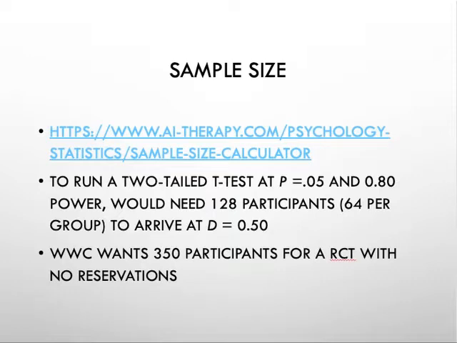With respect to sample size, the What Works Clearinghouse wants 350 participants for a randomized control trial with no reservations. We can do power analyses, which would essentially tell us that at p = .05 and at 0.8 power, we put those things in, how many participants would we need? We need 128 participants, 64 per group, to arrive at an effect size, d, of 0.05.